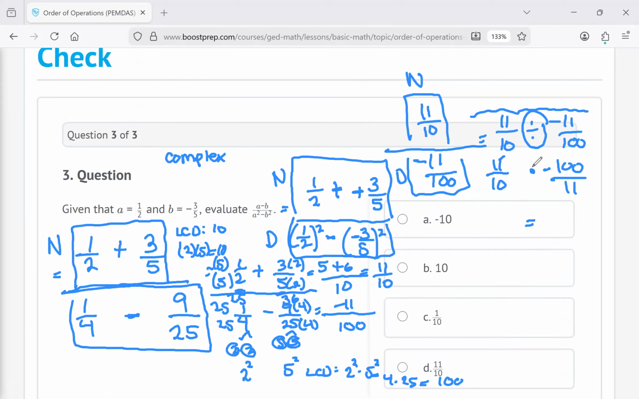Now when you're multiplying fractions, you multiply across, not crisscross. So 11 times negative 100 is negative 1100, and then 10 times 11 is 110. And one of these zeros cancels, so now you're left with negative 110 over 11. And I do believe this comes out nicely. Negative 110 divided by 11 is exactly negative 10.